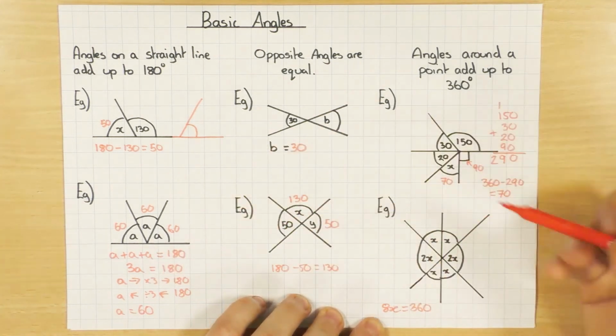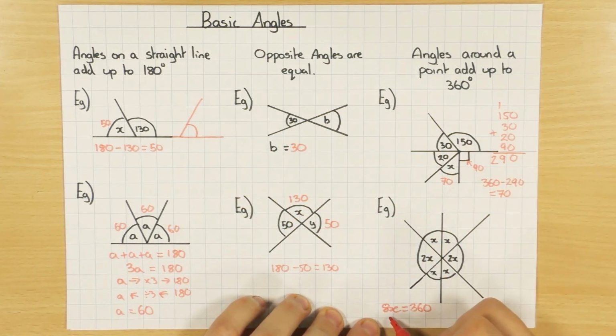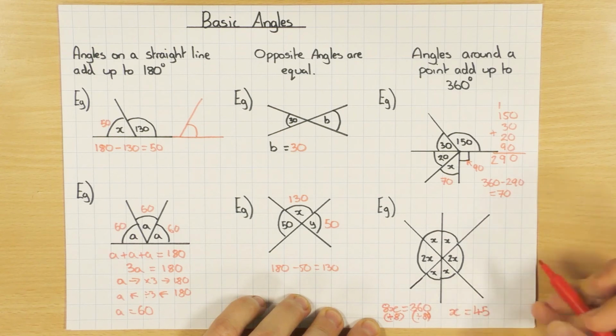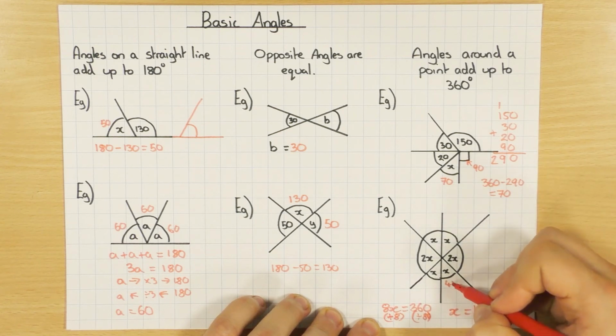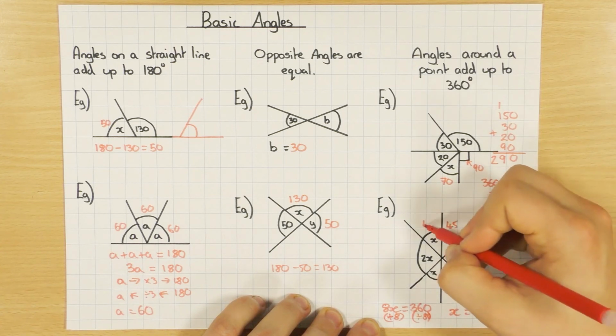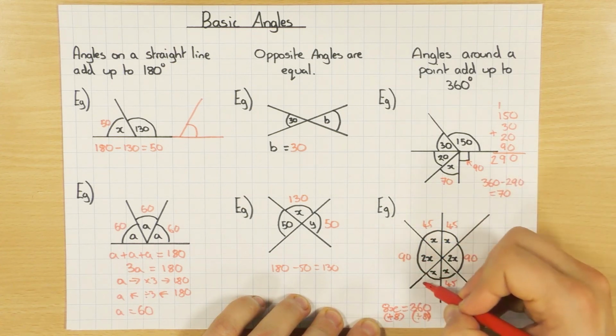Over here I used the flowchart, but I'll use the balance method for this one. So I divide by 8 both sides. Oops, not 80, just 8. So 360 divided by 8 gives me 45. So x would be 45, and 2x would therefore be 90, so it's 45, 90, and 45.